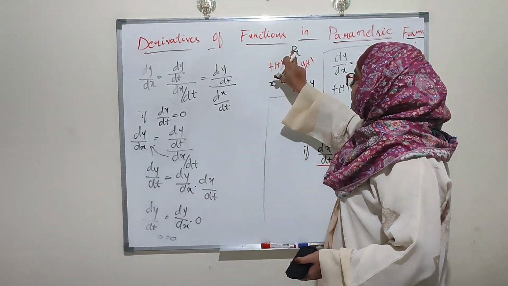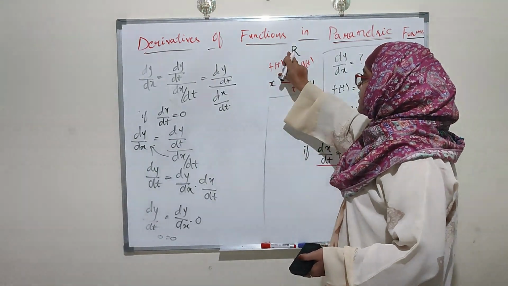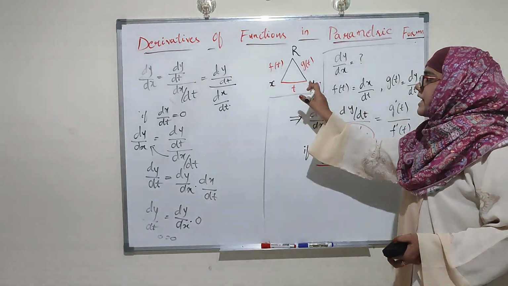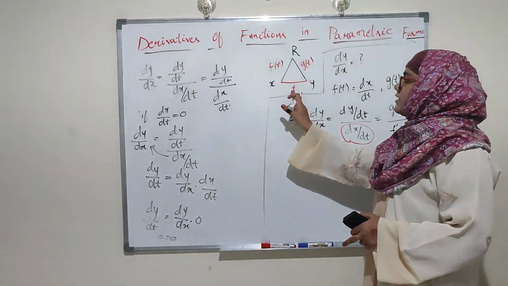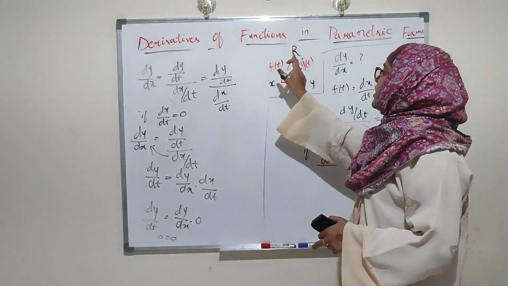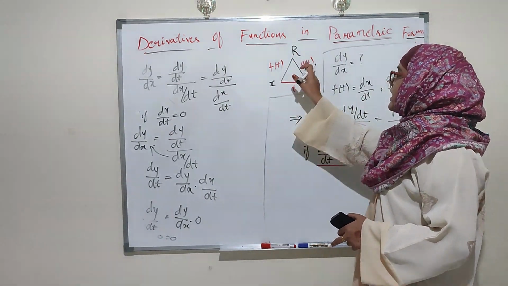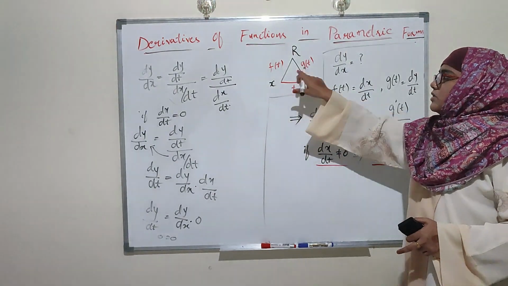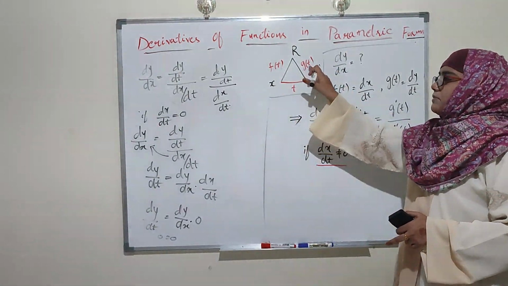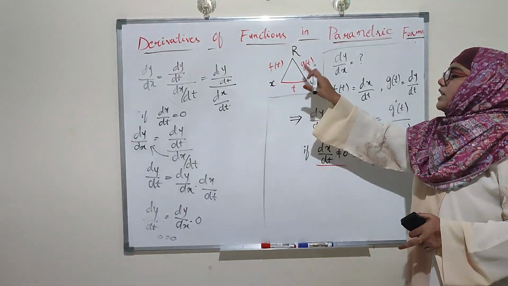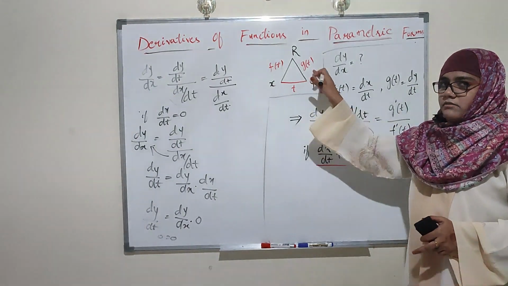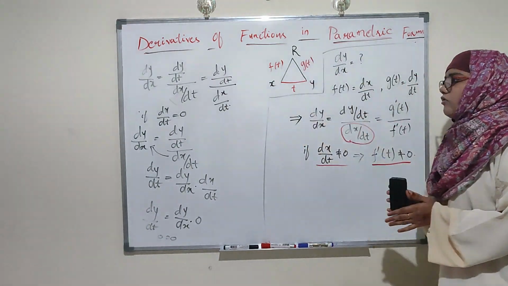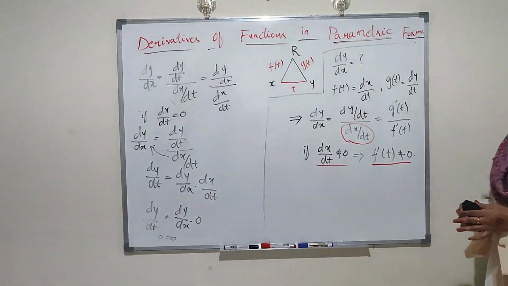Now we take the function as f of t, because earlier we took the function as f of x, but now we are connecting these two variables with respect to t. That's why we take f of t here, and for y we differentiate it with respect to t, g of t. Okay, I will show you some examples based on this parametric form. Then you will get it.